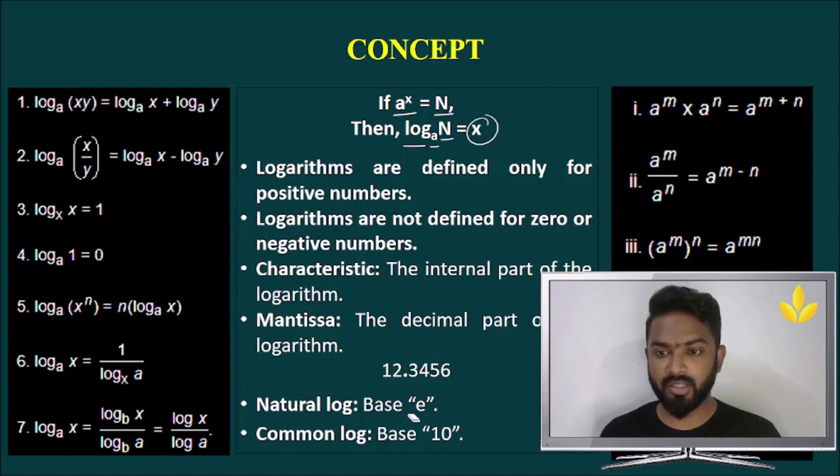Natural log is when the base is e, and common log is when the base is 10. So that means that if you have log of something and the base is not specified, we take the base as 10.